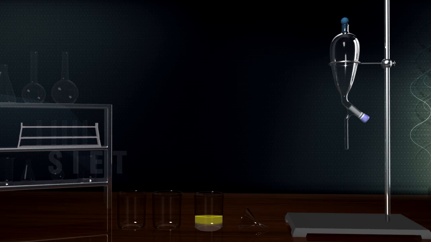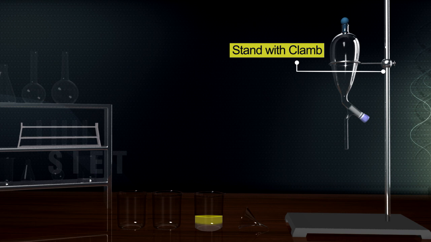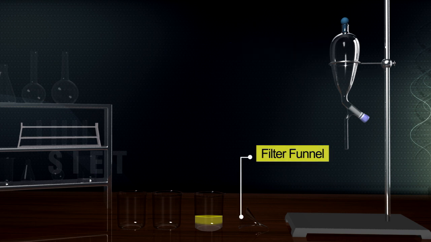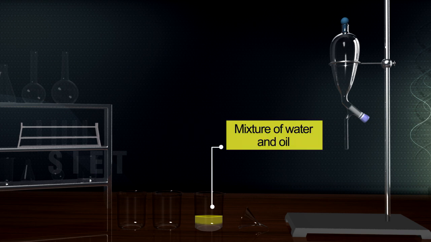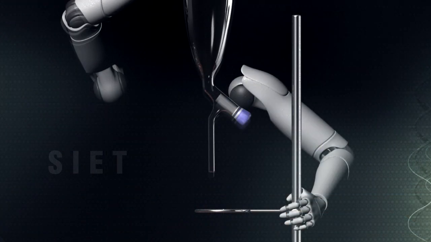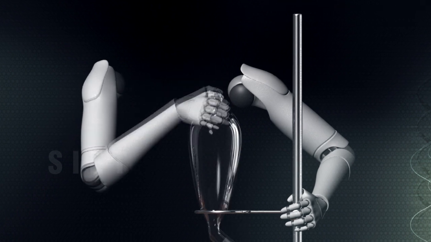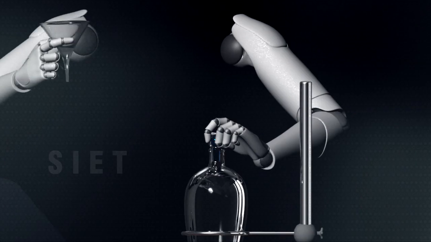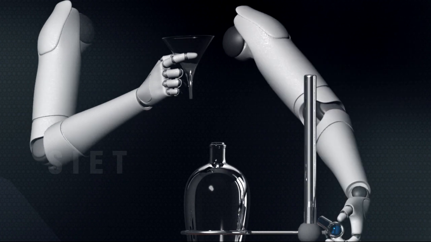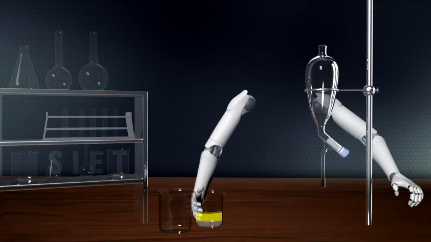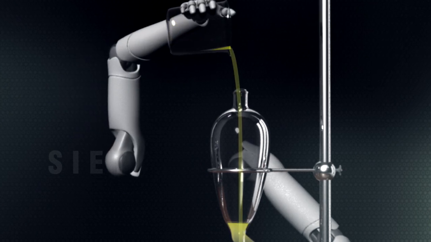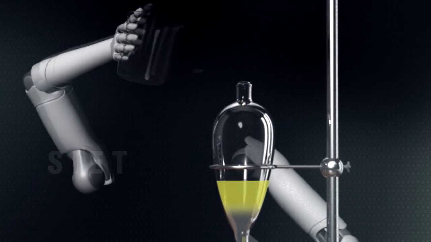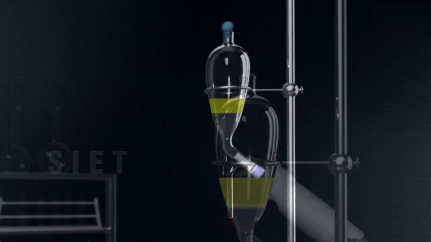To do this experiment, you require a separating funnel, a stand with a clamp, a filter funnel, beakers, and the mixture of oil and water. Take a filter funnel and place it on the clamp of a stand. Pour the mixture of oil and water into the separating funnel through the filter funnel. Oil and water will appear as separate layers.